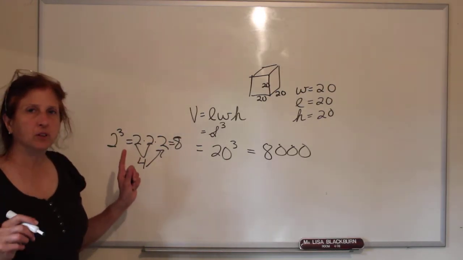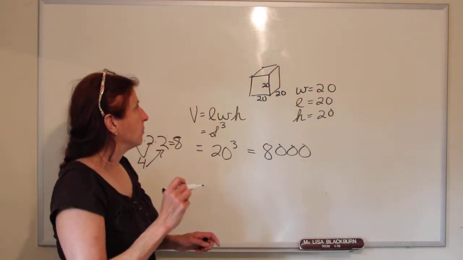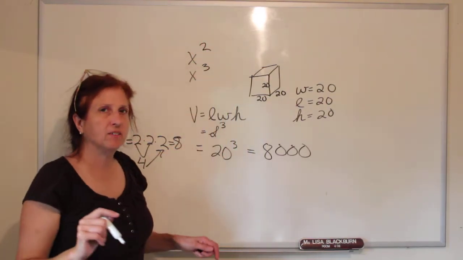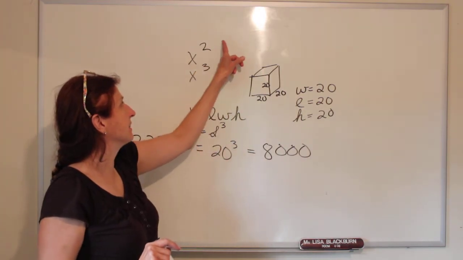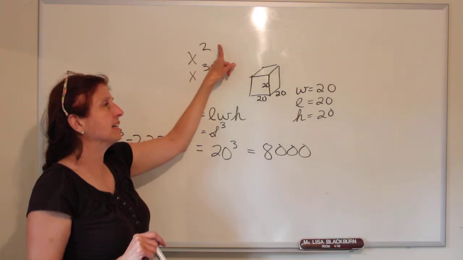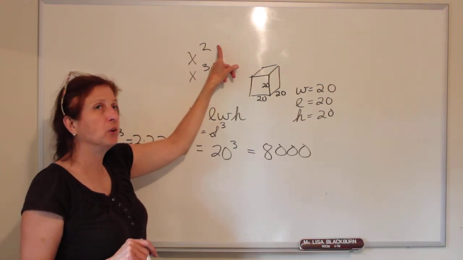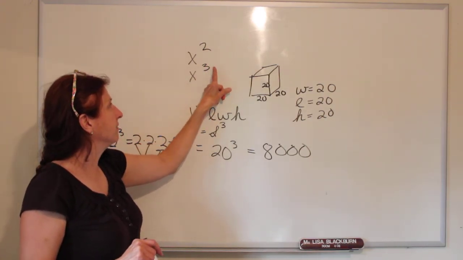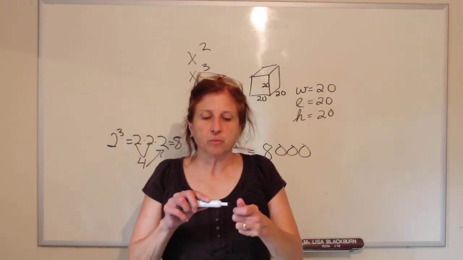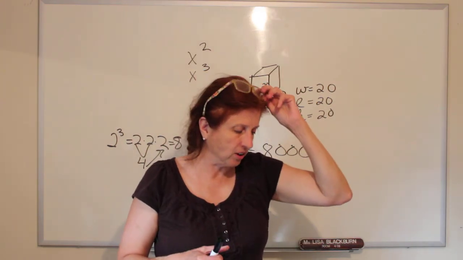Oh, I'm using these terms without telling you. This one and this one have a special name. You can say x to the 2nd power, x to the 3rd power, or it's got a special name. If it's the 2, you call it squared, and if it's 3, you call it cubed. But after that, they don't have special names anymore. That's all the ones with special names.